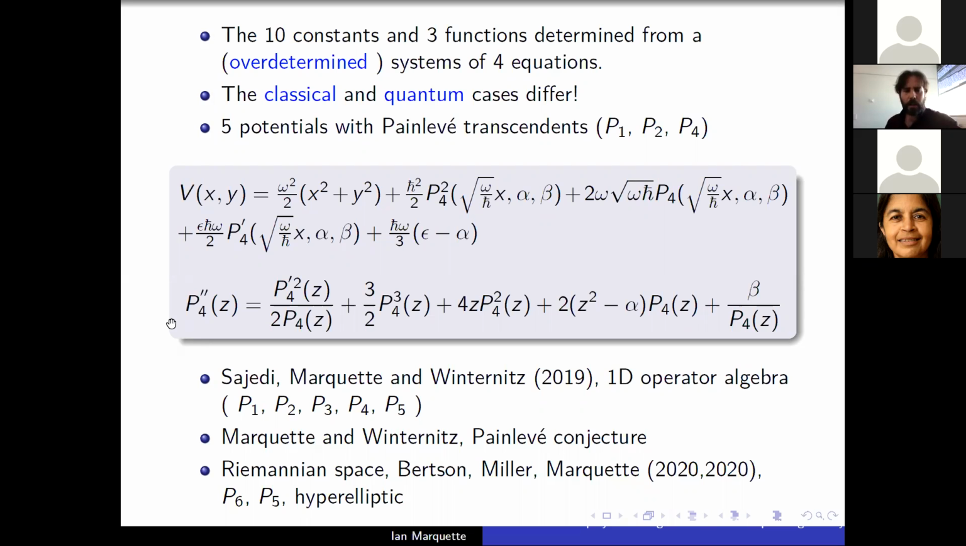This calculation has been extended, for example, in a general way for Riemannian spaces, and there are some explicit calculations that have been done recently with Bjorn Berntson and Willard Miller on the sphere and hyperbolic space, where you get Hamiltonians in terms of the fifth and the sixth Painlevé transcendents. So this is a general feature of third order superintegrability: you will get these complicated models.